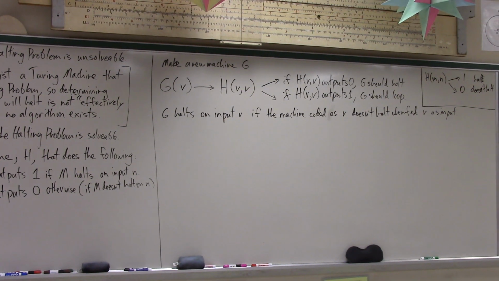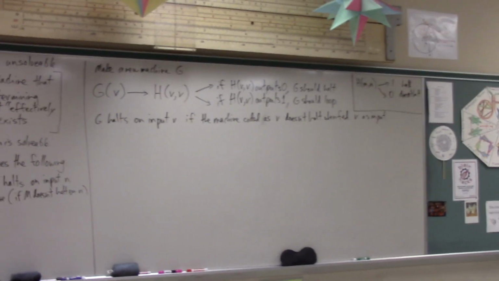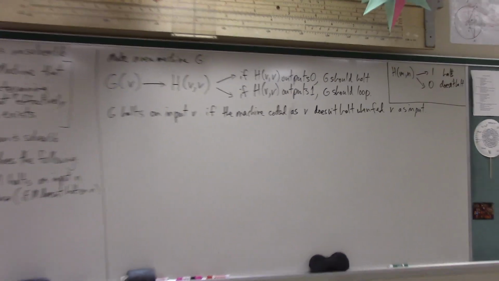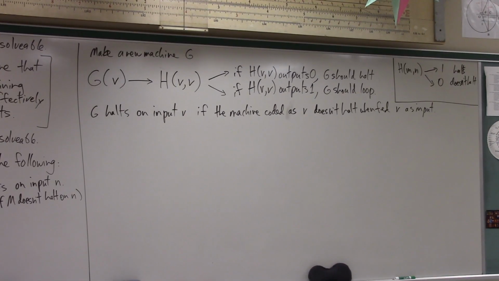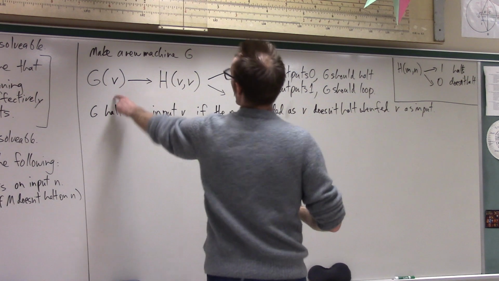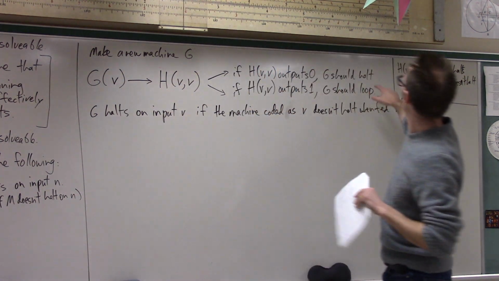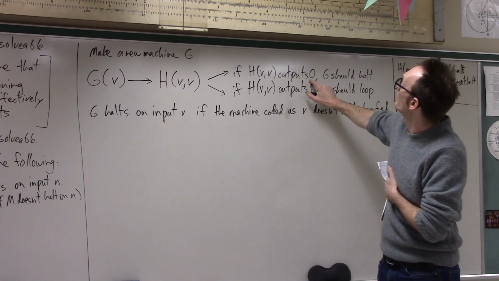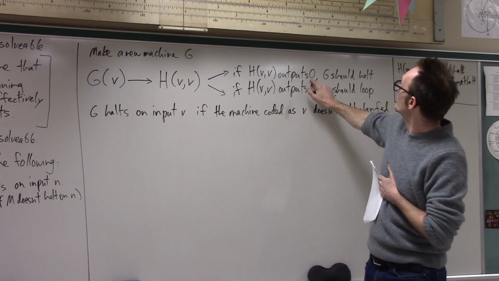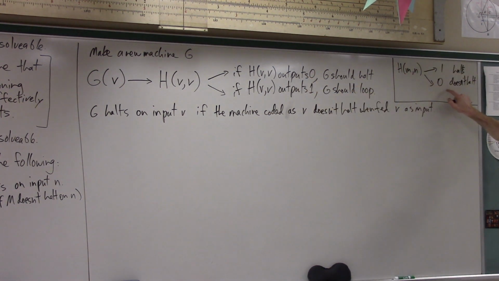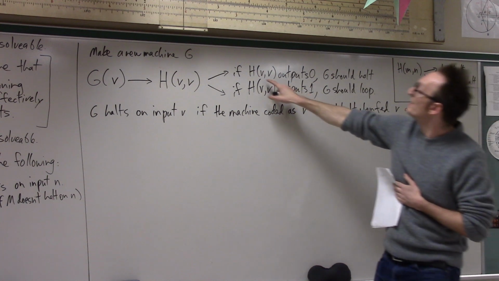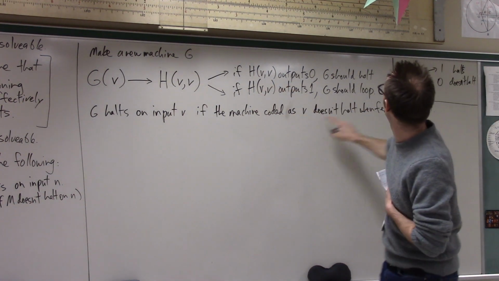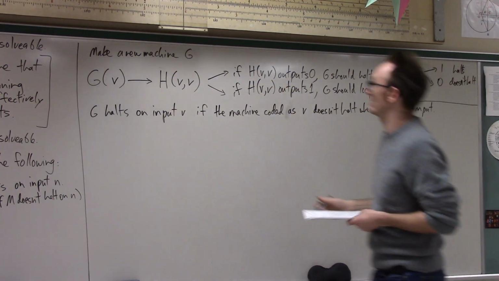So what G does is G will halt, as it says right here, only if HVV outputs 0. And under what conditions will HVV output 0? Well, HVV will output 0 if the V machine, when run on V, doesn't halt. That's just the definition of H.